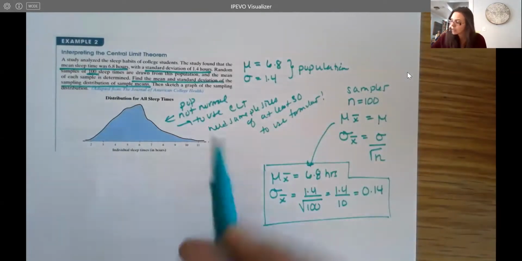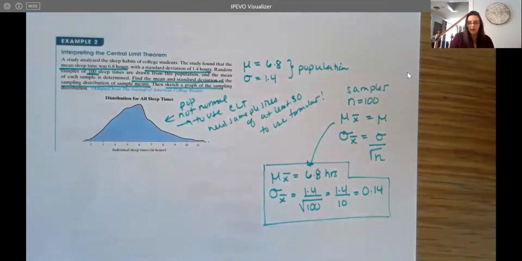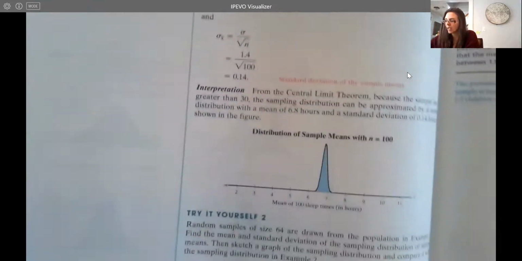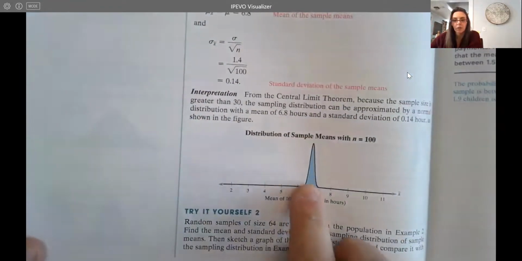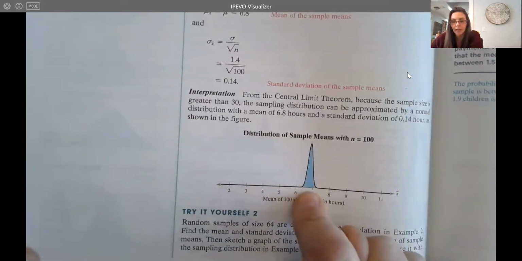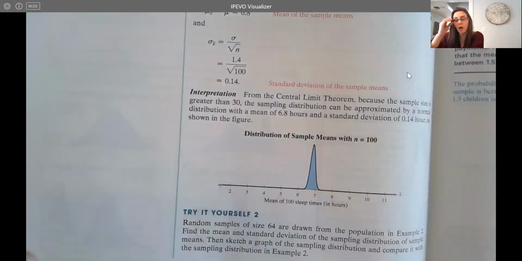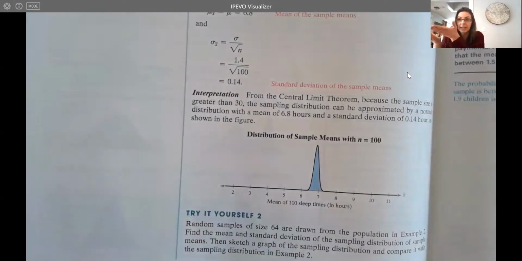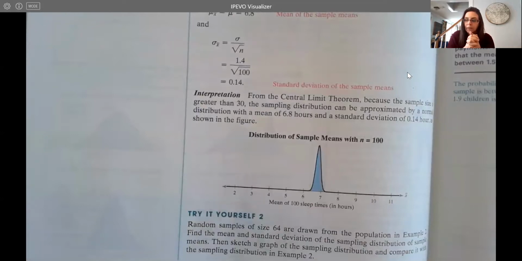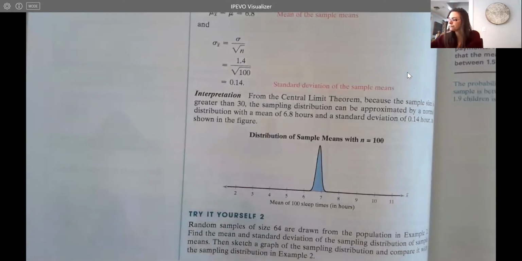The last thing they wanted us to do is to sketch a graph of the sampling distribution. So I figured that was easiest just to show you guys the picture in the book. I am not the best artist. So here's that picture we're looking at. Your mean is the same as the original, so it's at that 6.8 hours. You can see the center is here at 6.8. And your standard deviation is super small. It's 0.14, less than a quarter. That's why this is so smushed together, because your standard deviation is so small. So those values are really, really tight around the mean. And again, those sample means are going to be bell-shaped. So that's why you have that nice bell-shaped curve here.